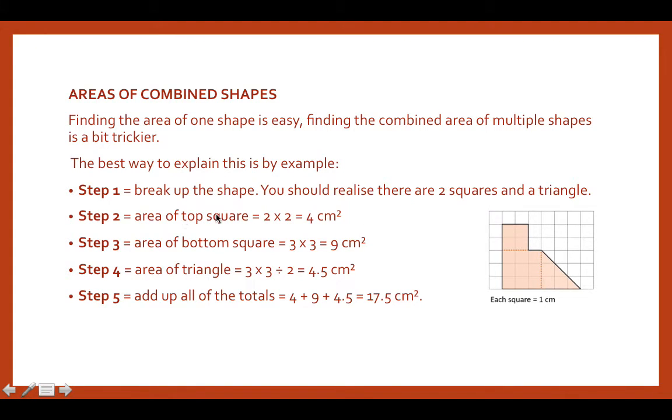So the area of the top square is 2 times 2 equals 4. Area of the bottom square is 3 times 3 equals 9. And the area of the triangle is 3 times 3 equals 9, divided by 2 equals 4.5. So you would add these up. So you would do 4 plus 9 plus 4.5 equals 17.5 centimeters squared.